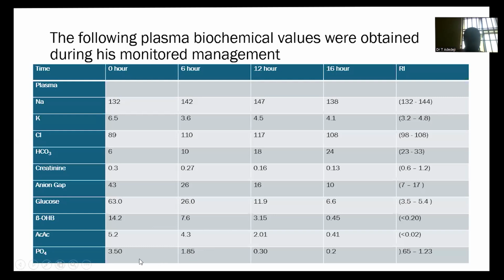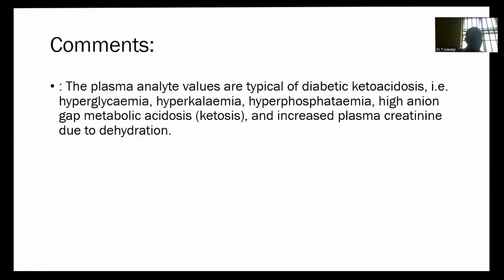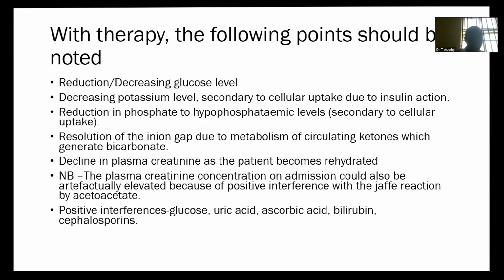It was initially also hyperphosphatemic, but eventually we can see how it fell through 6 hours, 12 hours, and eventually at 16 hours. The reference intervals are stated at the end of the table. Now, the plasma analyses are typical of diabetic ketoacidosis. We have hyperglycemia, hyperkalemia, hyperphosphatemia, and high anion gap metabolic acidosis. So it could be described as a typical form of high anion gap hyperkalemic metabolic acidosis with increased plasma creatinine level secondary to dehydration in the patient.